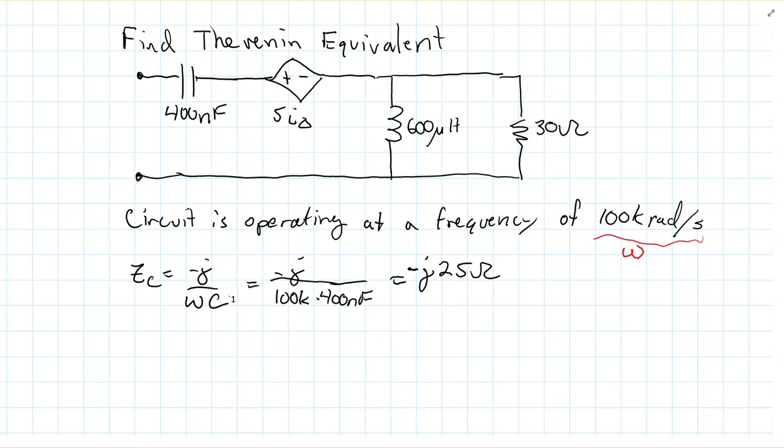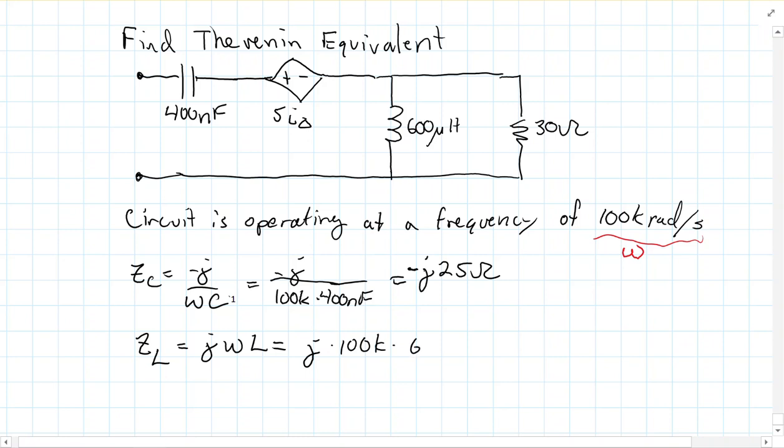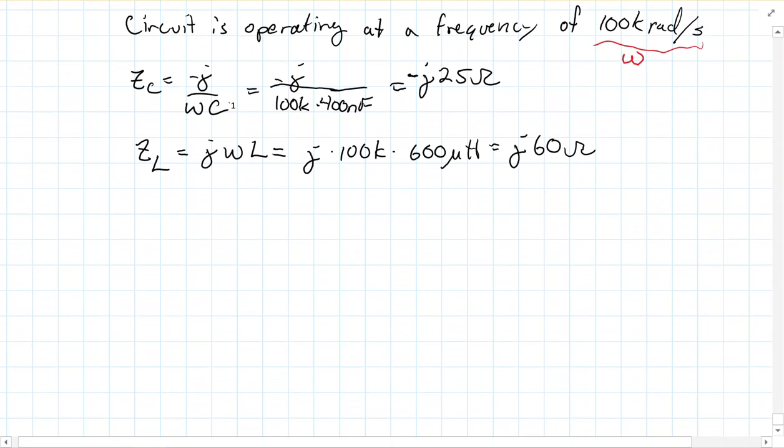And I'm going to go ahead and redraw the circuit, so I'm not going to worry about labeling it on the original. And we have ZL, which would be j omega L. So this would be j times 100k times 600 microhenry, which gives me j60 ohm. So I'm going to redraw this circuit, and then we'll talk about finding the Thevenin equivalent here.